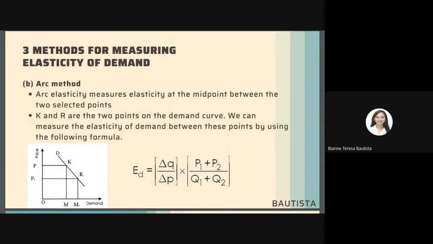And the other method is the arc elasticity, which measures elasticity at the midpoint between two selected points. In the figure, K and R are the 2 points on the demand curve. We can measure the elasticity of demand between these 2 points by dividing the change in quantity demanded by the change in price multiplied by the first and second price over the first and second quantity demanded.